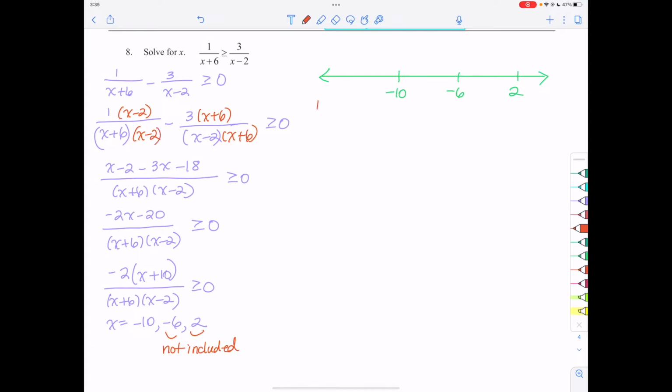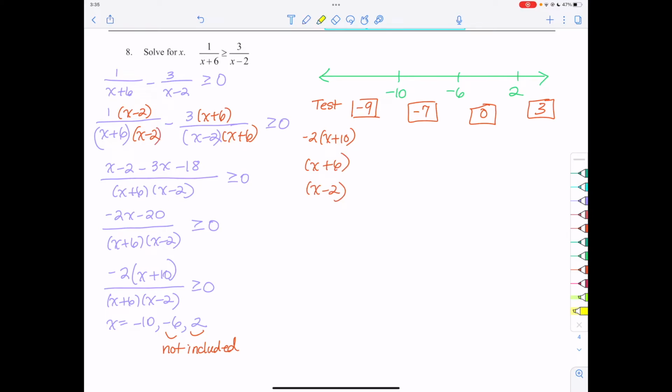And then we'll have some test values. We can just use negative 11, negative 7, 0, and 3. Again, you can choose any one you'd like. And then let's put this entire factor, a negative 2 multiplied by x plus 10, an x plus 6, and an x minus 2. And we are going to be looking for greater than or equal to.